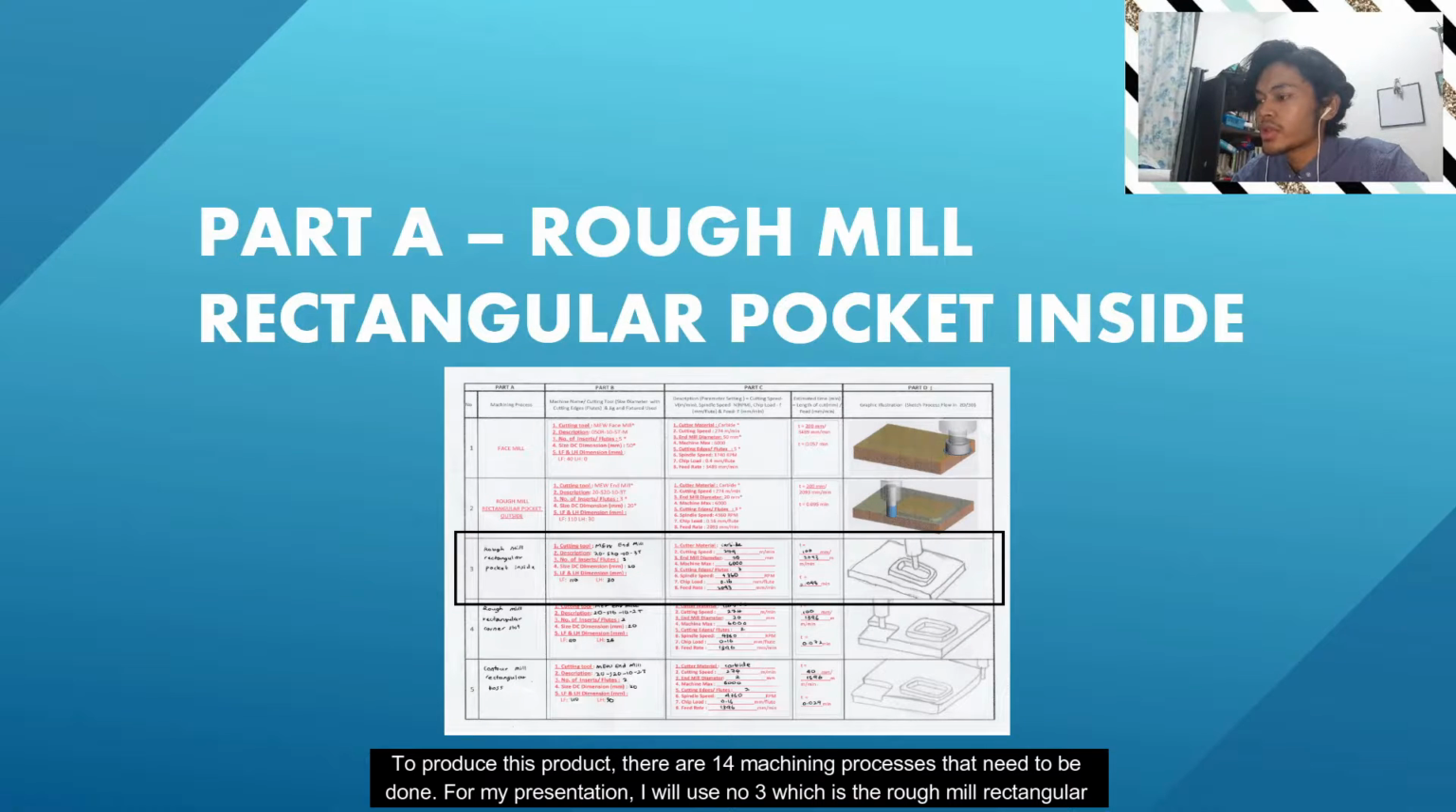To produce this product, there are 14 machining processes that need to be done. For my presentation, I will use number 3, which is the rough mill rectangular pocket insert process, because it is used to mill shallow pockets into flat parts in the shape of a rectangle.